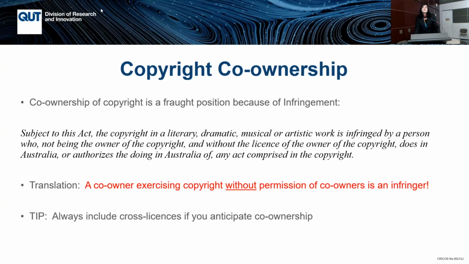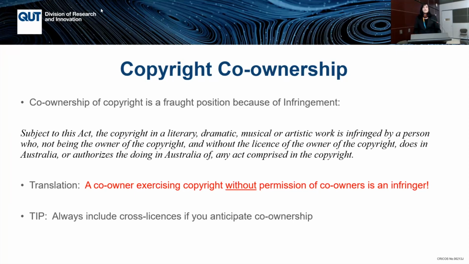Now, the way that's interpreted in the law is that a co-owner of copyright, even if they've got that ownership interest, will infringe if they don't have the license of their other co-owners to make some particular use of it. And that might be in an academic paper, or it might be for software or code. It might be reproducing that software or code or using it in a computer system.